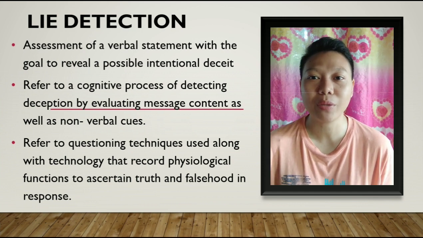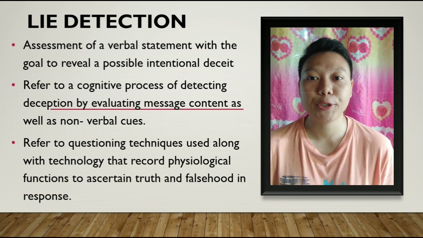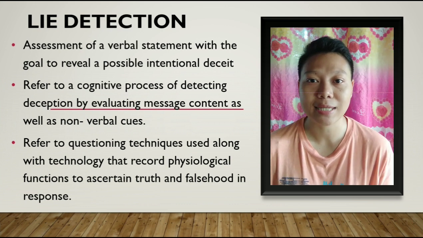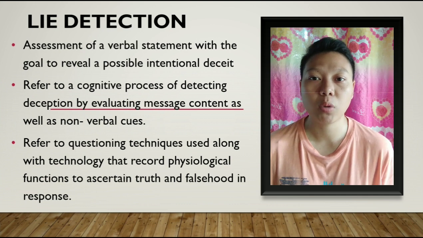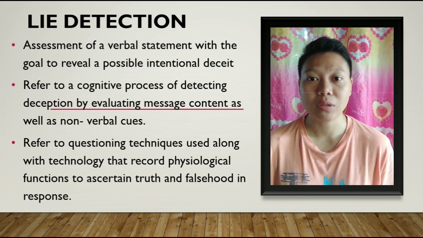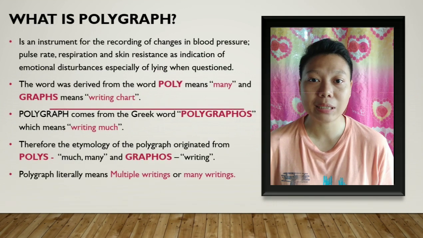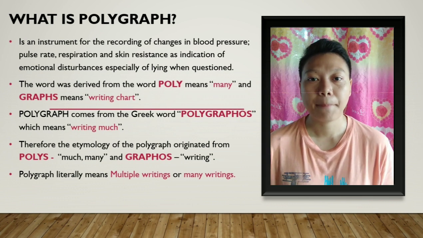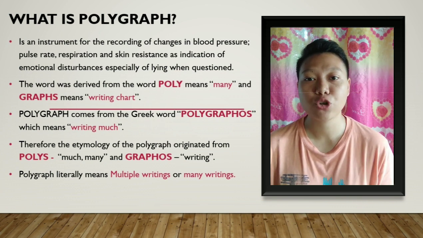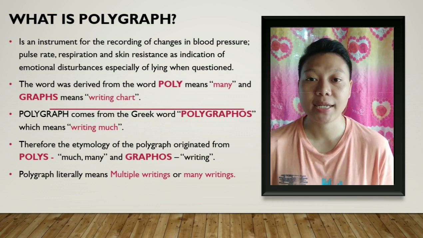When we say pseudoscience, it pertains to information without scientific basis or just an assumption. So in lie detection, the most common and long-used measure is the polygraph. So now, what is polygraph? Polygraph is an instrument for the recording of changes in blood pressure, pulse rate, respiration, and skin resistance as indication of emotional disturbances, especially of lying when questioned.